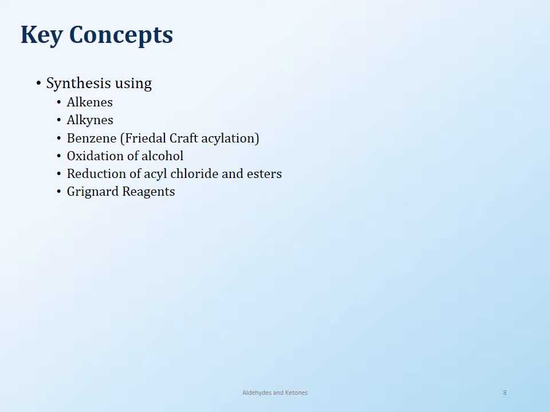So this is it as far as the synthesis of aldehydes and ketones is concerned. You only have two new syntheses to work with. Otherwise, all the other syntheses are old for you: alkenes, alkynes, benzene, and oxidation of alcohols. These were kind of a review. So these two here then are the new syntheses for you: Grignards, and reduction of acyl chlorides and esters.